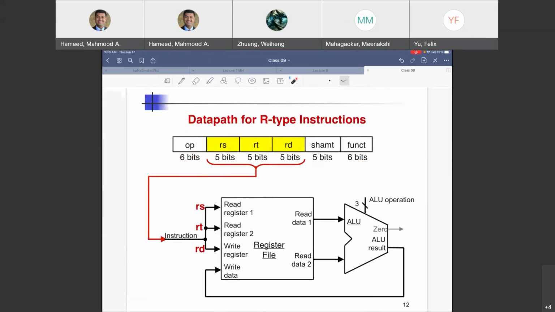So how are RS, RT, and RD going to go into your register file? You see, RS goes over here. That functions as the read register 1. RT goes over here, read register 2. RD, write register. 5 bits, 5 bits, 5 bits to identify the two source registers being read and the destination register being written. Now, what do I have to be careful about?